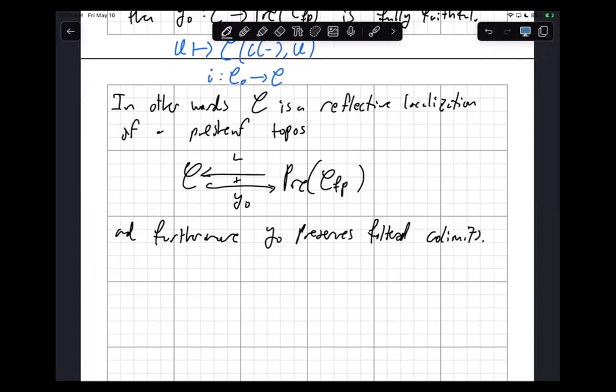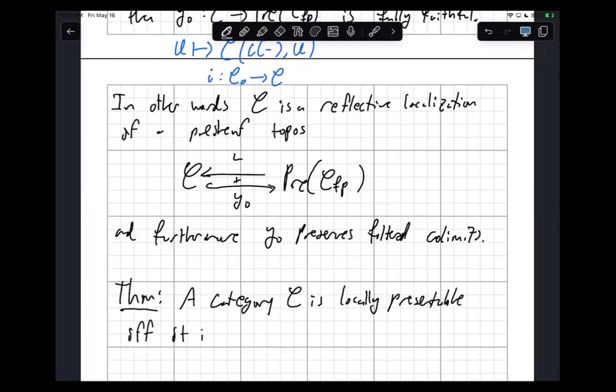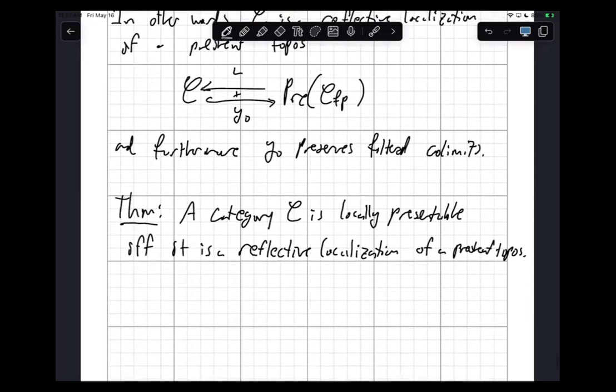And then theorem from this: a category C is locally presentable if and only if it is a reflective localization of a presheaf topos. So that's another way of defining a presentable category, as one that's a reflective localization of a presheaf category. Right. So you're telling me, yes, you got this construction, but in fact, they're all that.